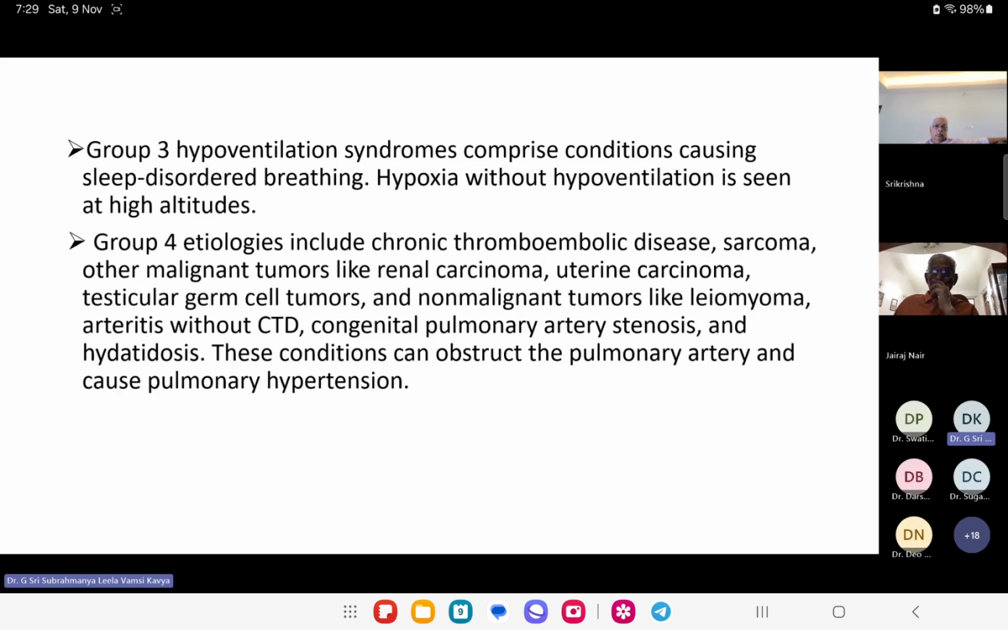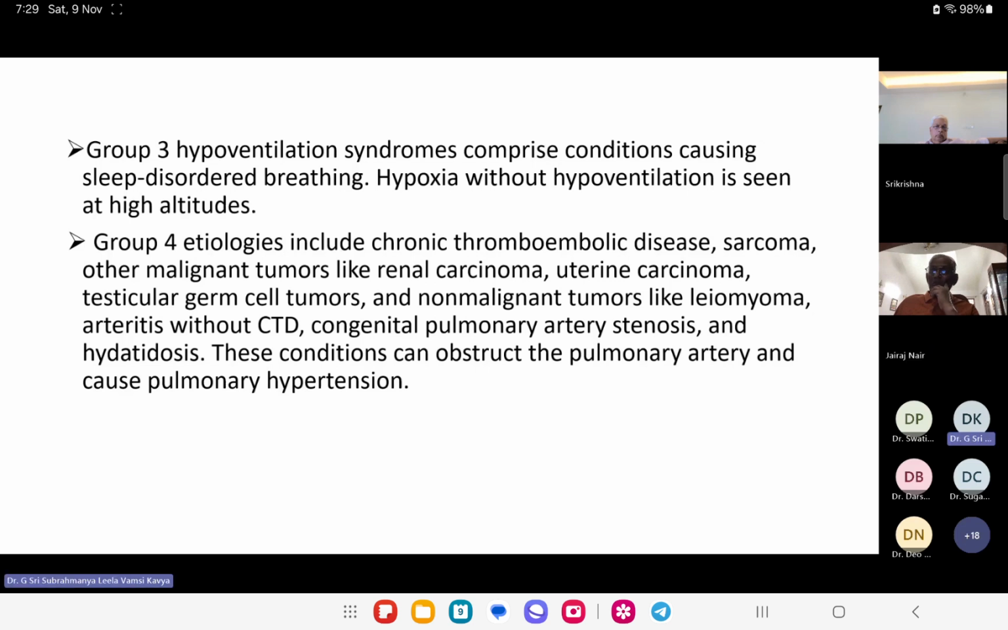And group 4 etiologies include chronic thromboembolic disease, sarcoma, other malignant tumors like renal cell carcinoma, uterine carcinoma, testicular germ cell tumors, and non-malignant tumors like leiomyoma, arteritis without connective tissue disorders, congenital pulmonary artery stenosis, and hydatidosis. These conditions can obstruct the pulmonary artery and cause pulmonary artery hypertension.